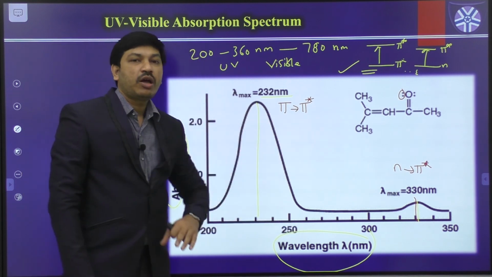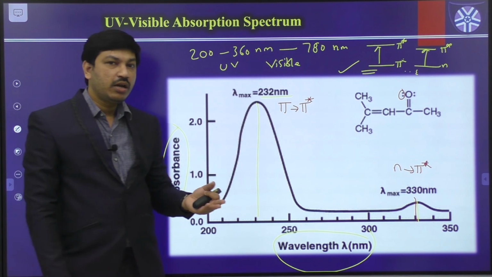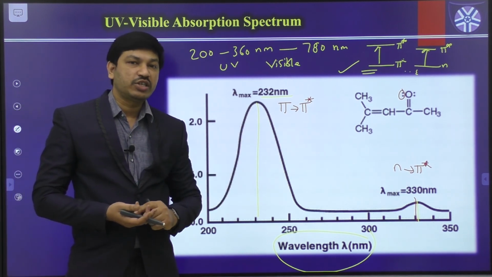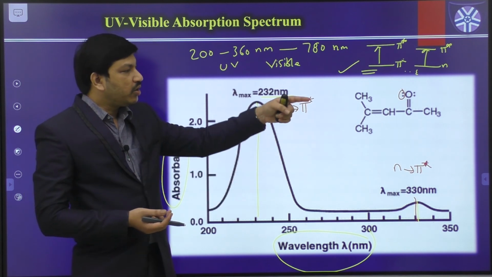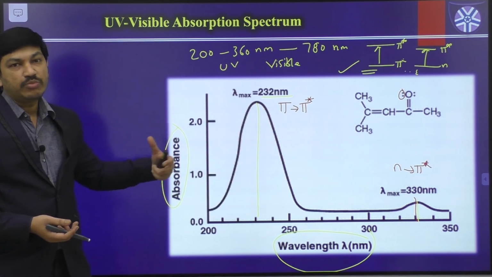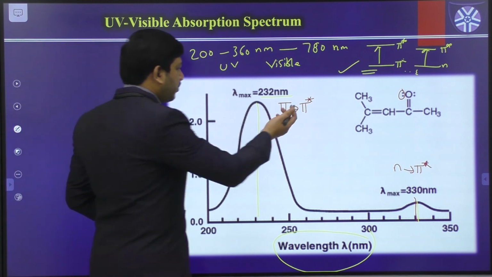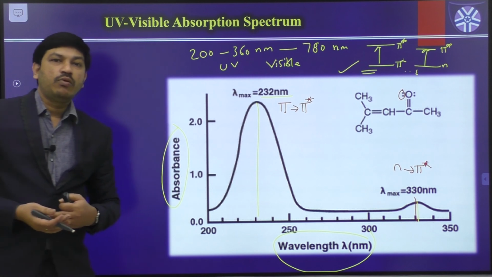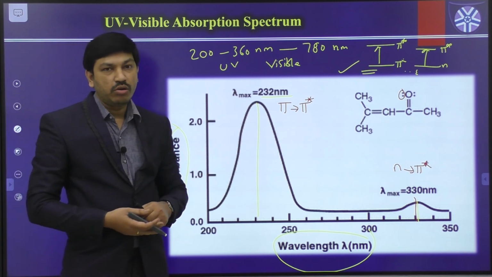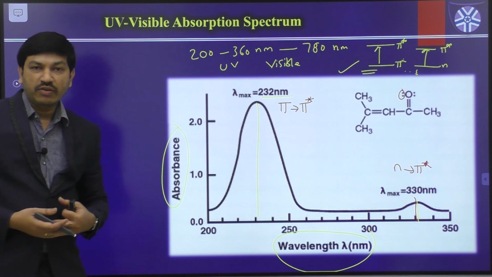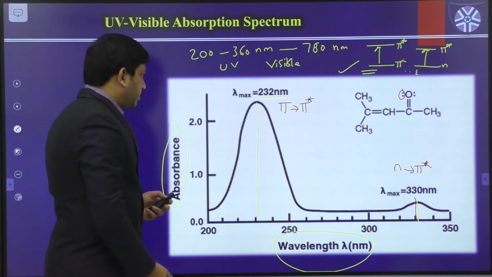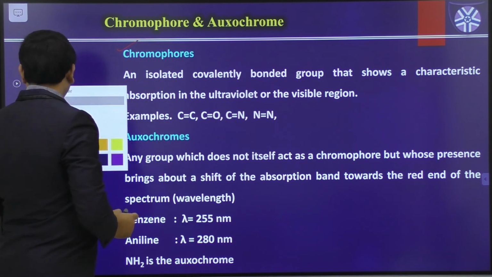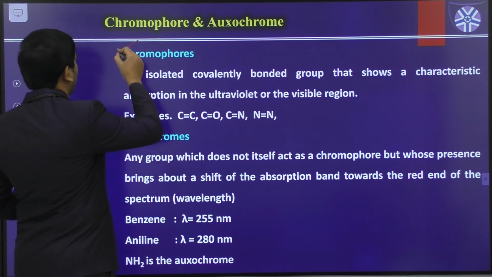And the main principle of UV spectroscopy is actually Beer-Lambert's law. According to Beer-Lambert's law, absorption values are directly proportional to the concentration of the unknown solution. If the unknown solution concentration increases, automatically the absorption value also increases. That we already discussed. Now I am going to tell you what is a chromophore and what is an auxochrome in a given molecule, how to define the chromophore, and how to define the auxochrome by taking some examples. So our topic is chromophore and auxochrome.